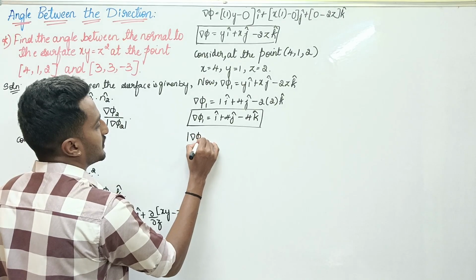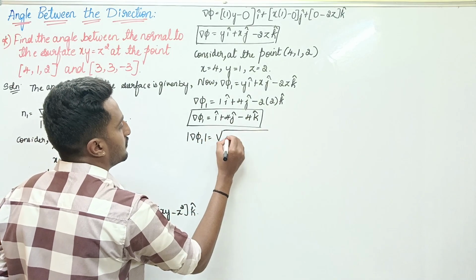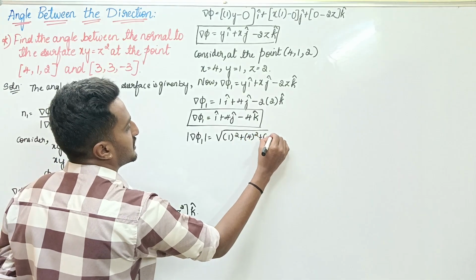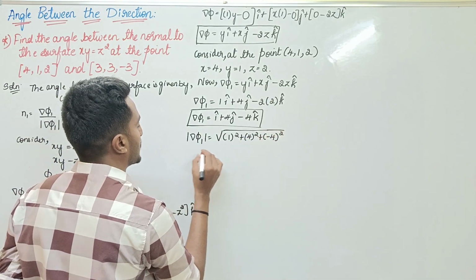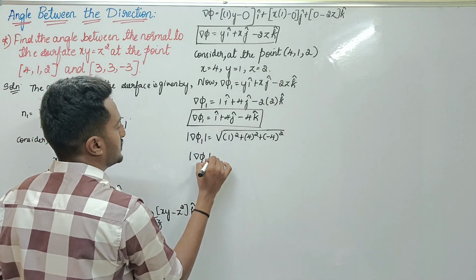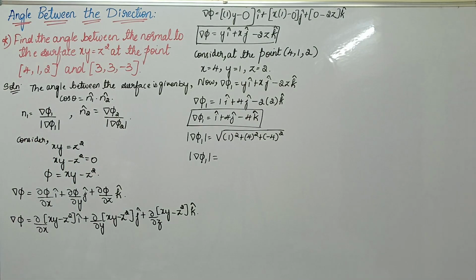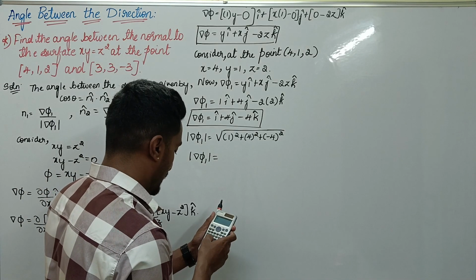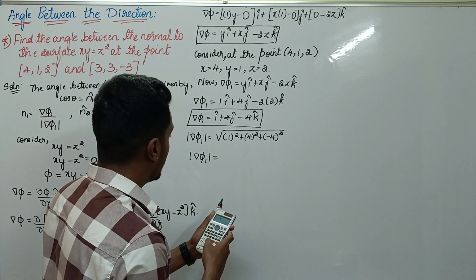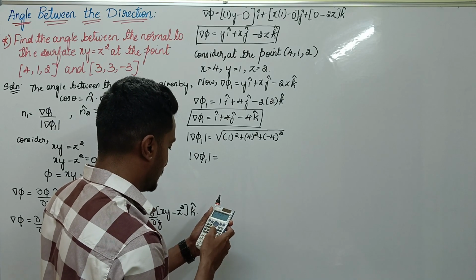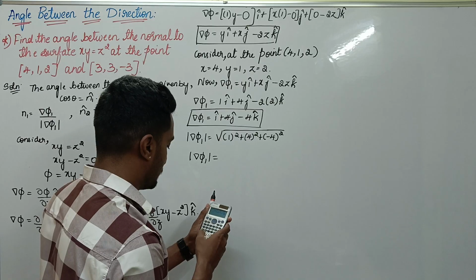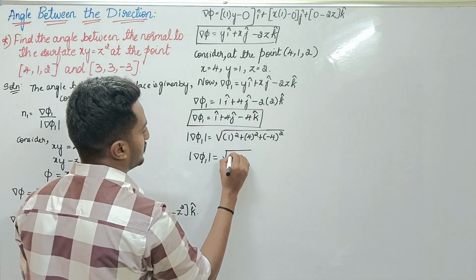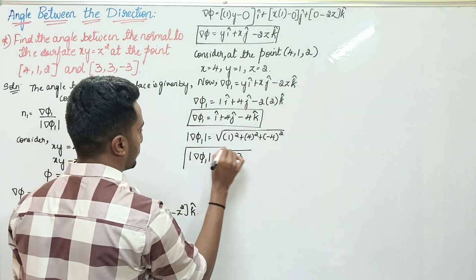Modulus of gradient phi1 represents the square root of 1 square plus 4 square plus minus 4 square. Use the calculator so that you will get the solution in a single line. That is, square root of 1 square plus 4 square plus minus 4 square. You get root 33.